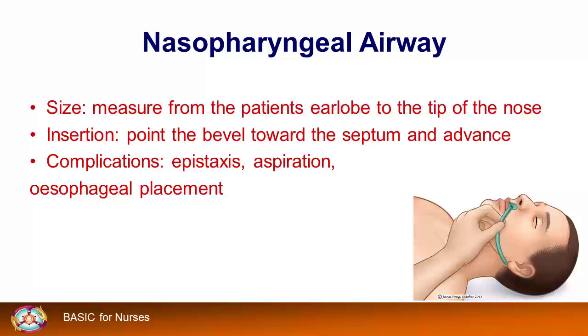To insert the nasopharyngeal airway, lubricate the airway, then point the bevel towards the septum and advance. Once in place, secure a safety pin to the nasopharyngeal airway to prevent the entire airway adjunct from slipping into the patient's nose. If there is a lot of resistance while inserting the airway adjunct, remove the airway and try the other nostril. Complications associated with the use of a nasopharyngeal airway include epistaxis, aspiration, and esophageal placement.